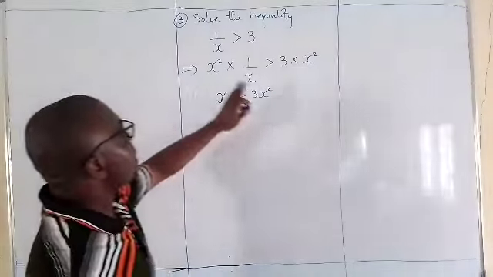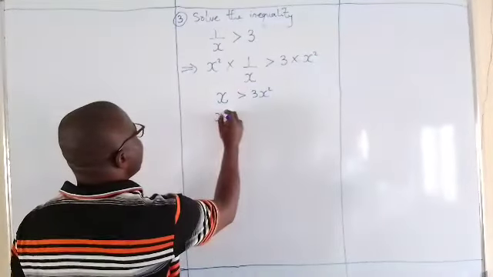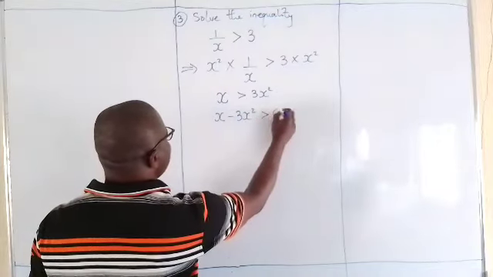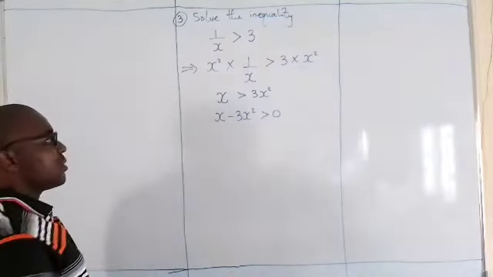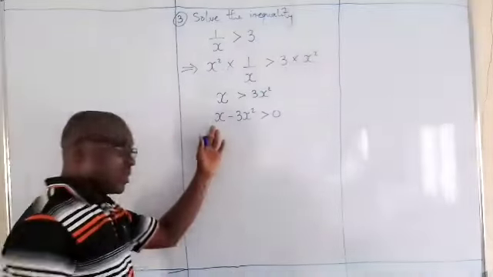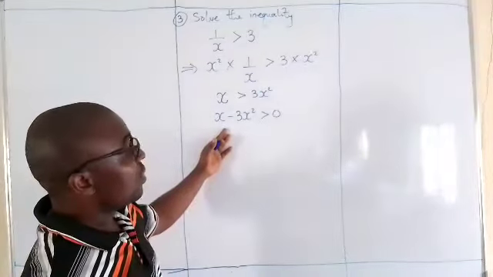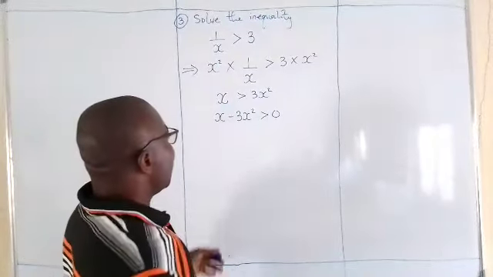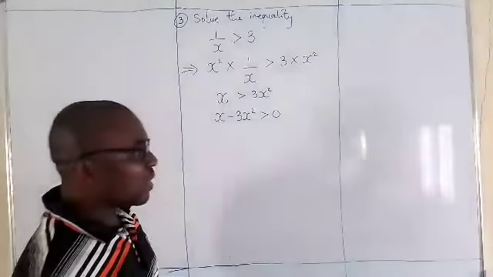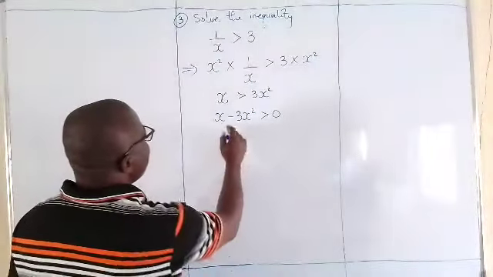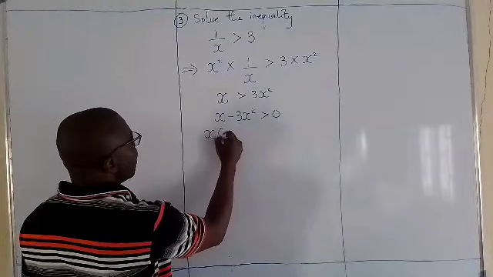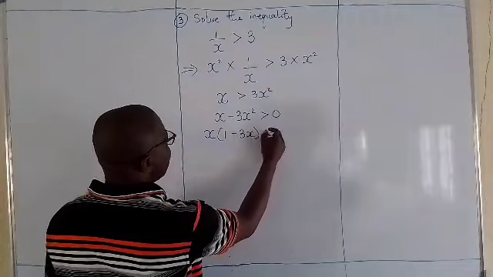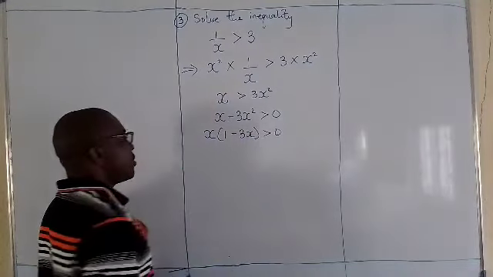And if you move this 3x squared over to this side, you have x minus 3x squared is greater than 0. This you can factorize. This is now a quadratic inequality. Under quadratic inequality part 1, you have treated something like this. So if you factorize this, you have x into 1 minus 3x is greater than 0.